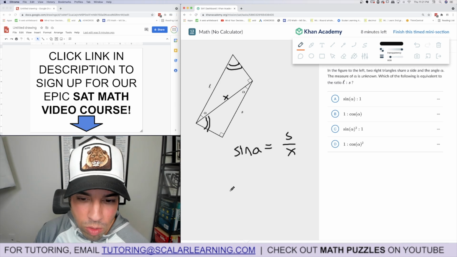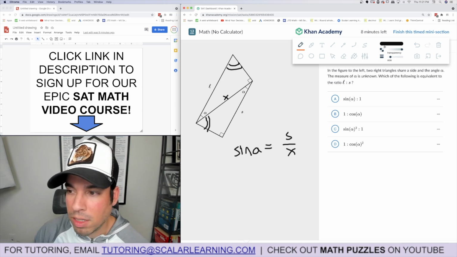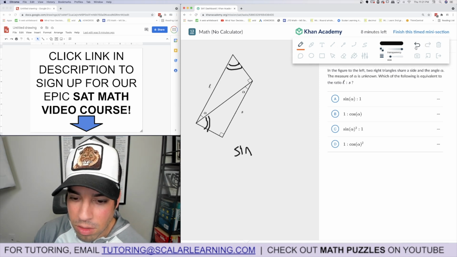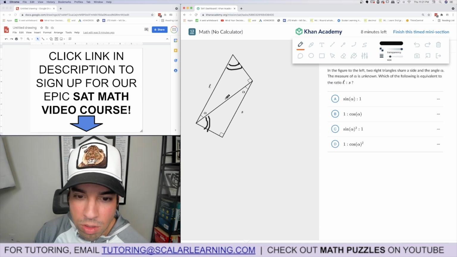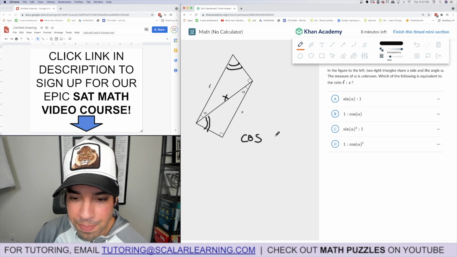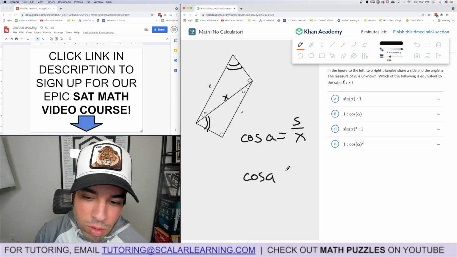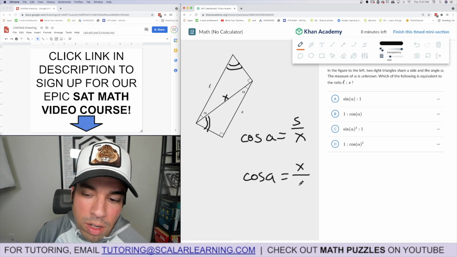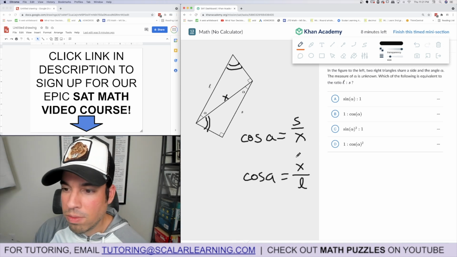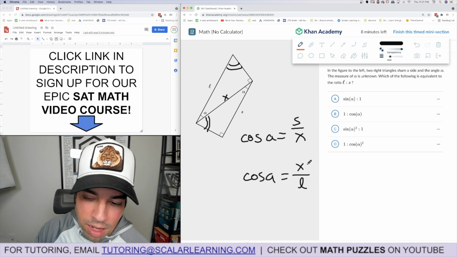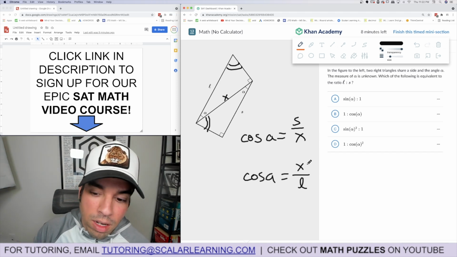And also in this, well, what am I saying? Cosine. I said cosine, not sine. Sorry. Okay, let's still call this X. Cosine of A equals S over hypotenuse. And then cosine of A here equals adjacent over hypotenuse, which is X over L. Wait a minute. So which of the following is equivalent to the ratio of L to S? Let me think about this for a second. Okay, I think I get it.